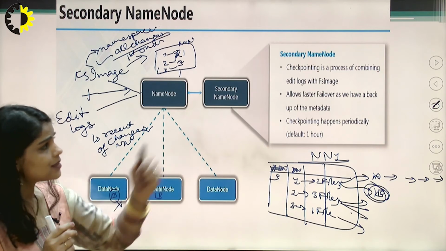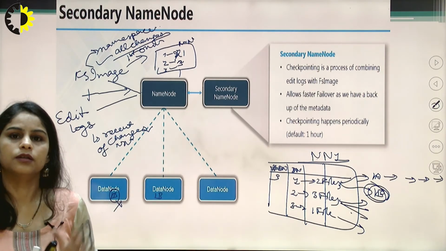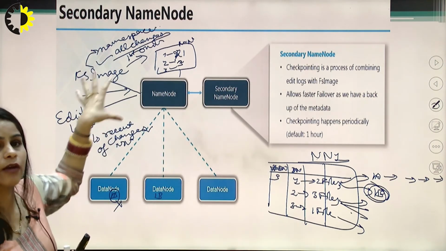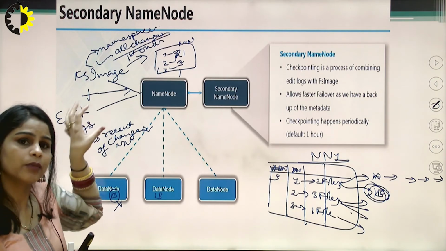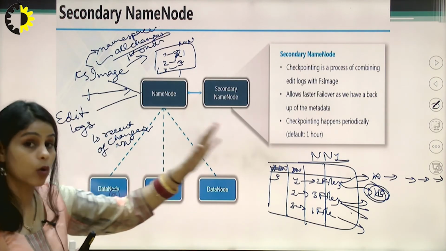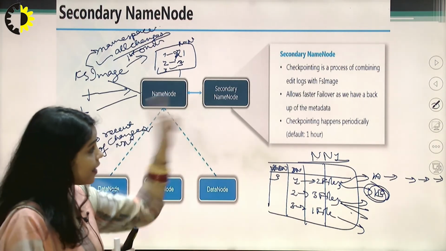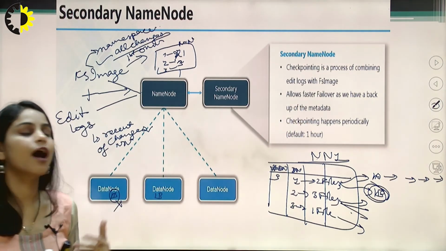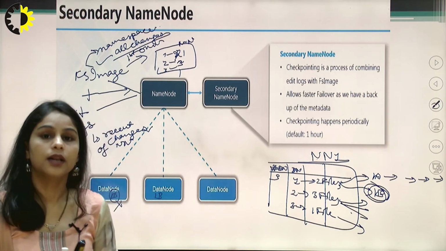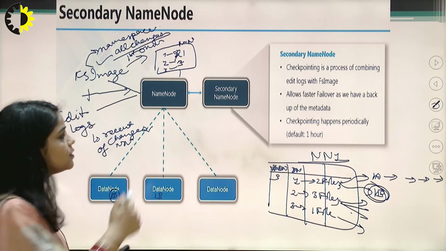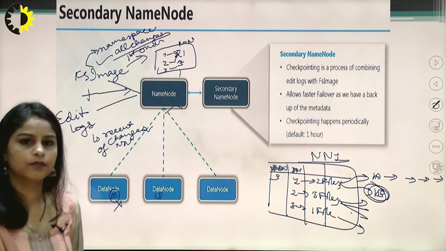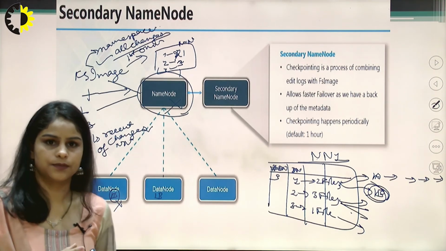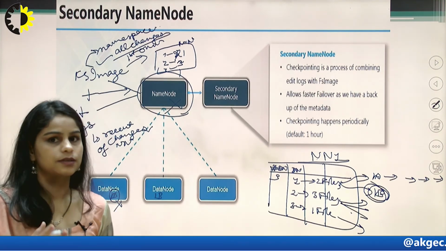Now, what else is this secondary name node doing? The secondary name node was doing the checkpointing process, which was the combining of FSImage and edit logs. Why we are performing checkpointing, we'll understand in the next page, and how we are doing that. And what else is the secondary name node doing? It allows fast failover as we have a backup of the metadata. Let us say at any point of time, this name node stops working. Right? Let's say this name node stops working. It fails.